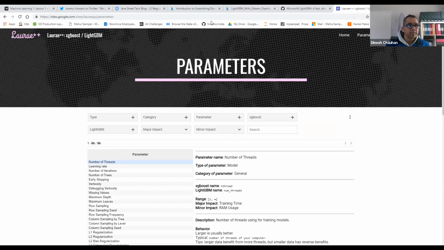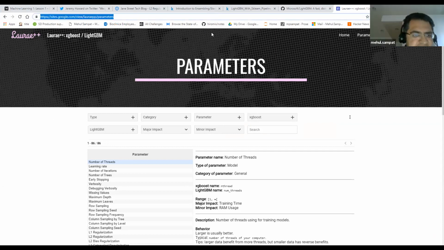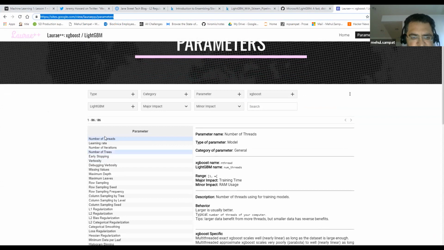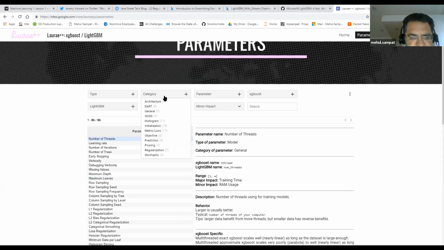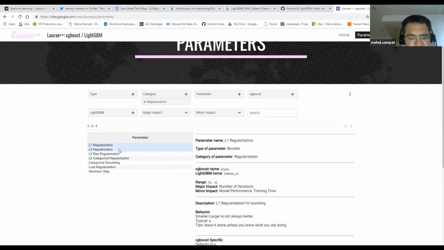So let me put this in the chat. I really like this summary by this person. They give you all the parameters and tell you what each is related to. Is it related to architecture? Is it related to regularization? For example, when I pick regularization, I get all the different parameters that will affect regularization. I have some experience with regularization from other Kaggle competitions, and I find it really helps to avoid overfitting.